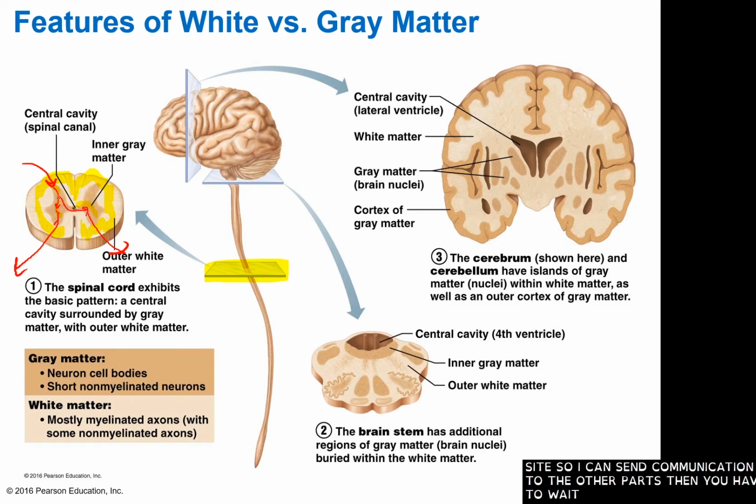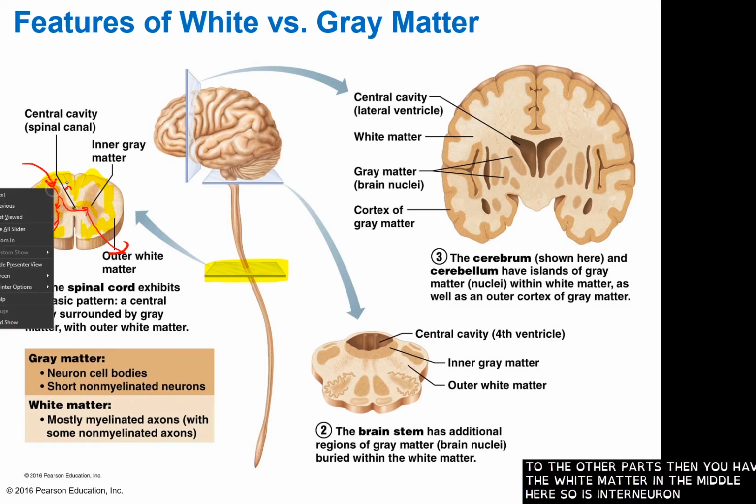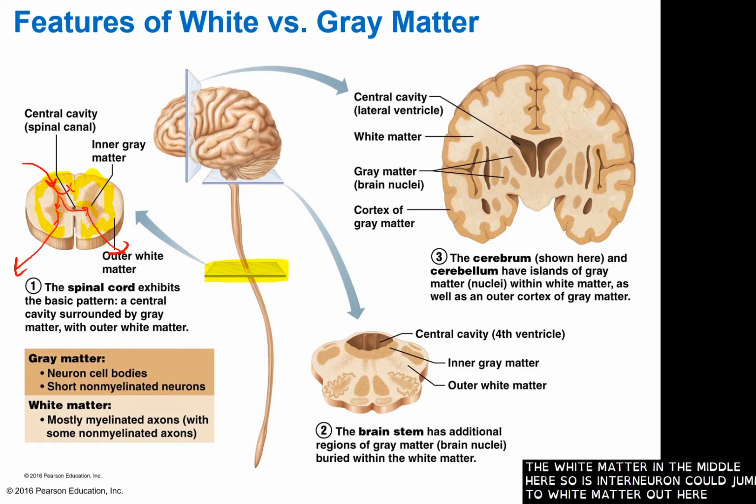Then you have the white matter in the middle here. So this interneuron could jump to white matter out here and then send that signal up to the higher brain center. So it can send long distance travel up to the brain, or if it needs to send a signal lower, it can. So there are ascending and descending regions within the spinal cord too. And that's why understanding the different regions of white versus gray matter are very important.